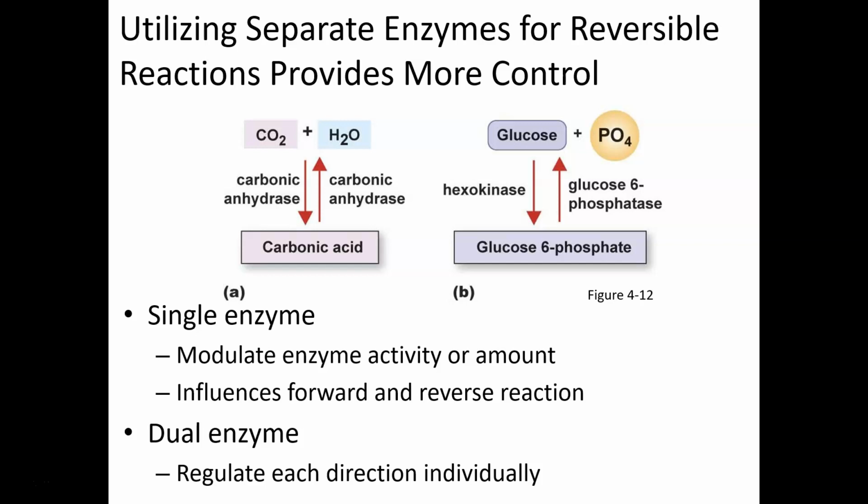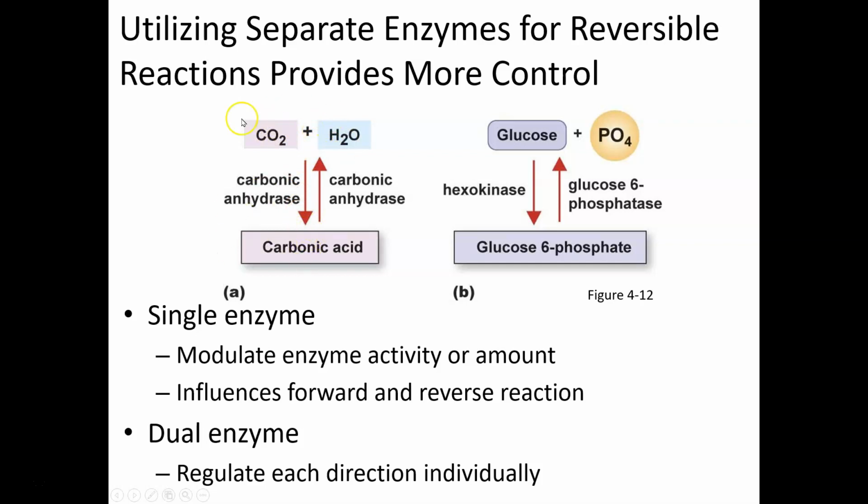One way to control metabolism is to use separate enzymes for reversible reactions. So here's an example of an enzyme that's really fast. We talked about this already in Lab 8.4 discussion, where you take CO2 and water. With an enzyme called carbonic anhydrase, it forms carbonic acid. This is the fastest known enzyme in the human body. It will catalyze up to 100,000 of these reactions in 1 second.